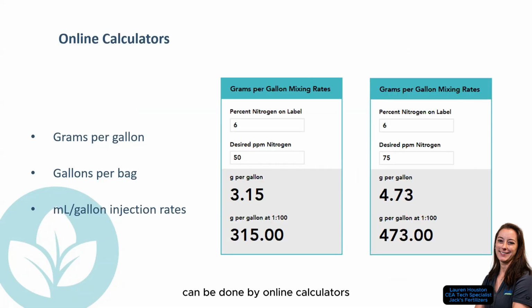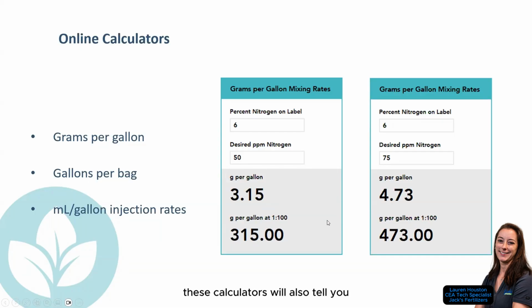I did want to point out really quickly that a lot of these calculations can be done by online calculators we have available on our website. For example, we have a calculator that does this grams per gallon mixing rate to get your target nitrogen levels, and I plugged those calculations into our online calculator just to show you as an example. If we take the percentage of nitrogen that's listed on that label, the 6%, and then tell the calculator what parts per million nitrogen we want to target, it'll tell us how many grams per gallon we need to mix. I built these calculators, so just to double check that they were working correctly, I plugged this in and you see that we still get the same 3.15 grams and 4.7 grams per gallon.